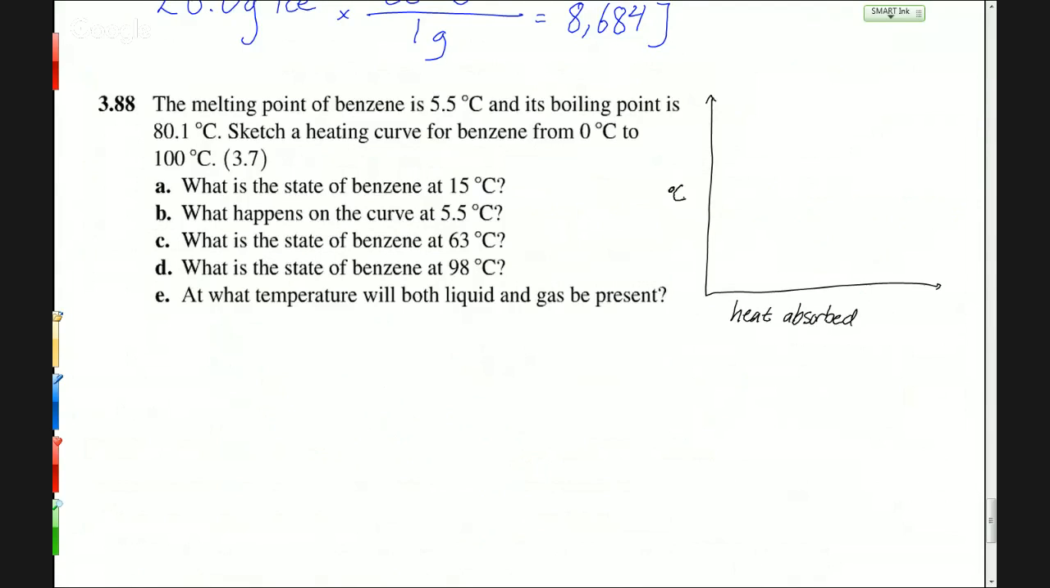Temperature in degrees C, and we're starting at 0 to 100. So knowing only those two things, that the melting point is 5.5 degrees C and the boiling point is 80.1 degrees C, we should be able to come up with a heating curve for benzene. Let's see if you can draw one.